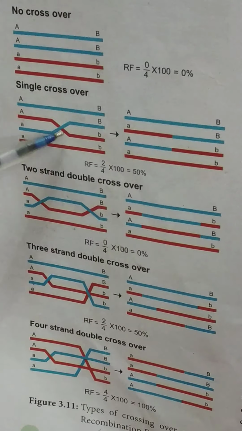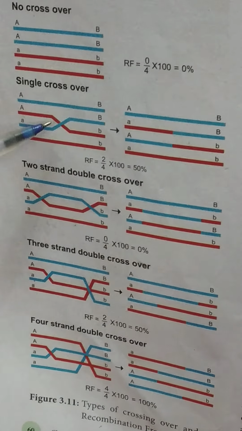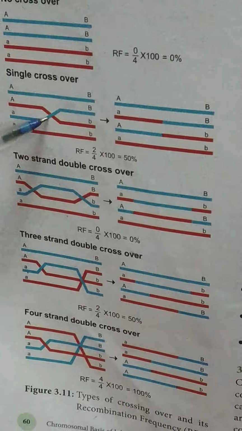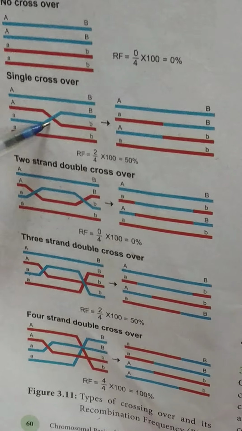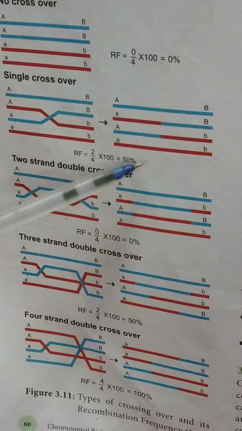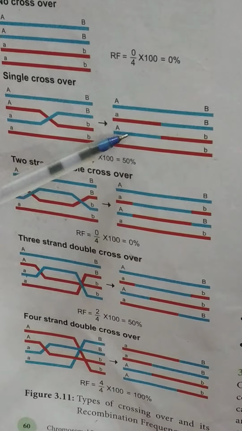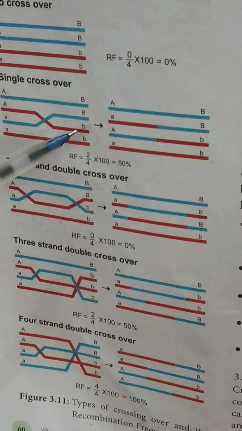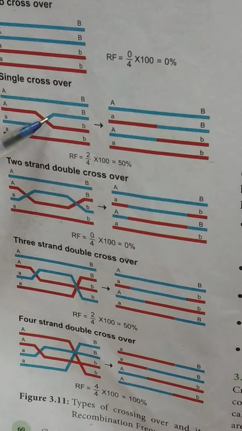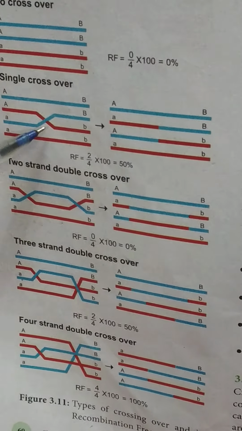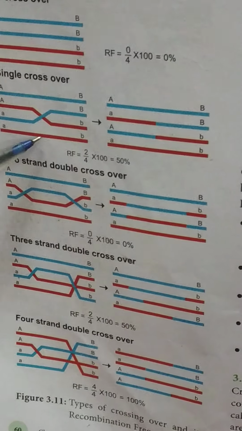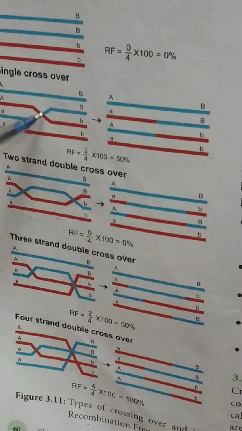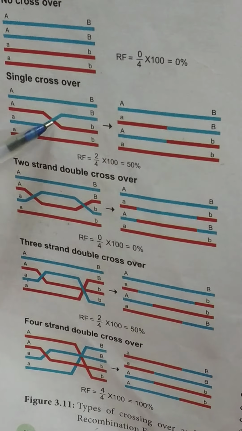this is single crossover, formation of single chiasmata. The chiasma is formed after single crossing over. Then the exchanged chromosomal segments are shown here. And here you can see in the single crossing over, formation of chiasma involving only 2 chromatids out of 4 chromatids. So only 2 chromatids are involved in formation of chiasma.